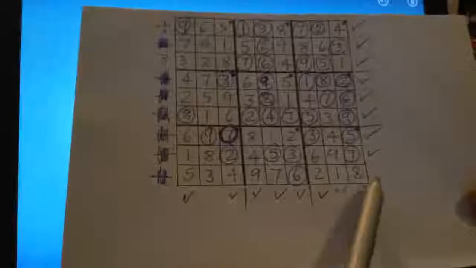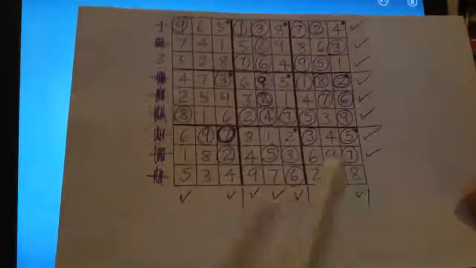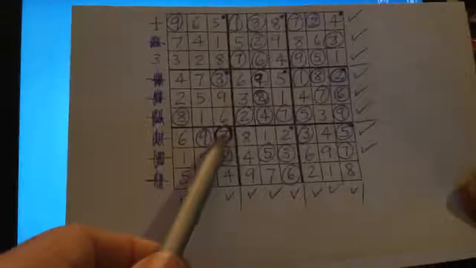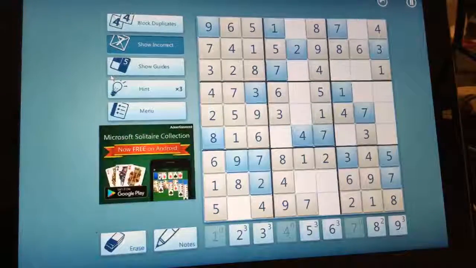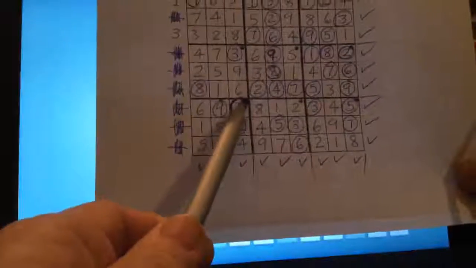It means that this row is complete. There'll be a check mark that I add. And I'll put a dot here in the top right-hand corner, meaning that box is complete. So let me do those 3 things for now. Okay, so I've completed the box, I've completed that column, and I've check marked that row.